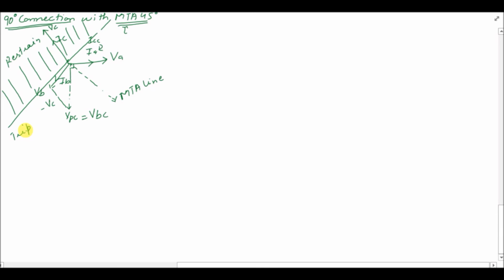The same steps that we have used for the 30-degree connection with 0-degree MTA will be used here in order to check whether this 90-degree connection will have some different result in comparison to the 30-degree connection or not. For example, first is the unity power factor condition. Unity power factor condition means phi is equal to 0. Then we have theta is equal to 90 degree and tau is equal to 45 degree.